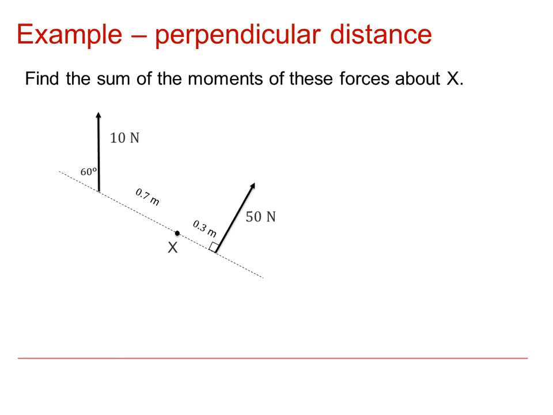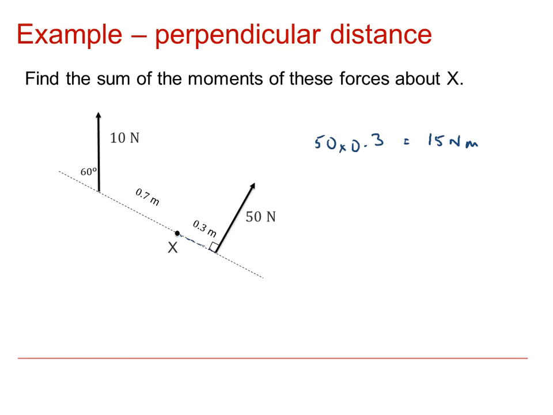Let's now consider an example where we've got two forces. A 50 Newton force, which is acting at right angles to the line from x at a distance of 0.3 meters. Therefore, because we've got a perpendicular distance here, we can say that the moment of that force is 50 multiplied by 0.3. So that gives us 15 Newton meters. And because it's an anti-clockwise direction about x, we would say that it's positive 15 Newton meters.